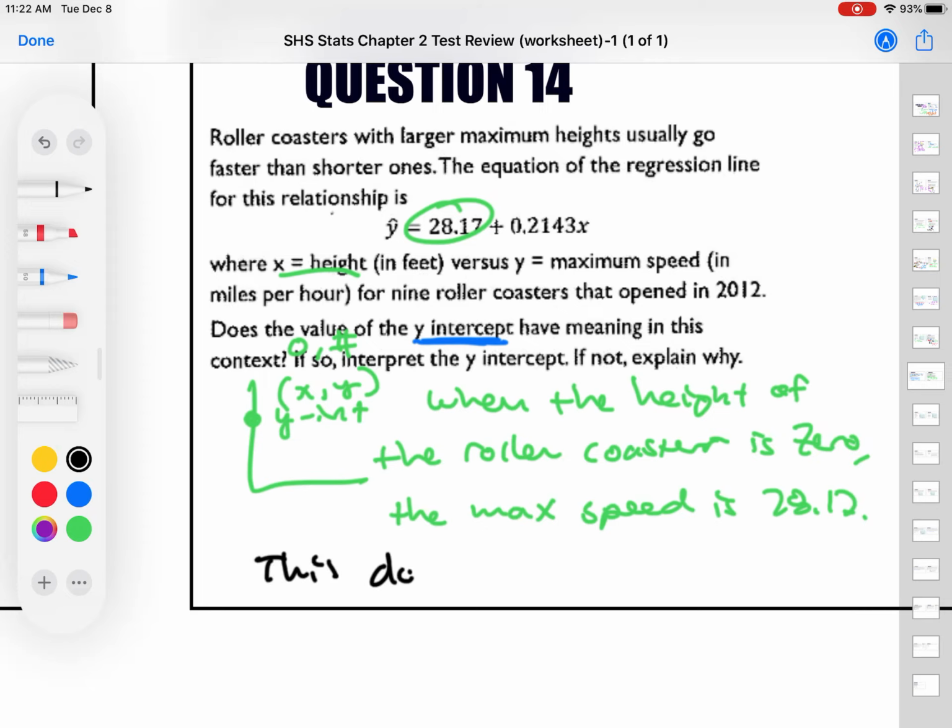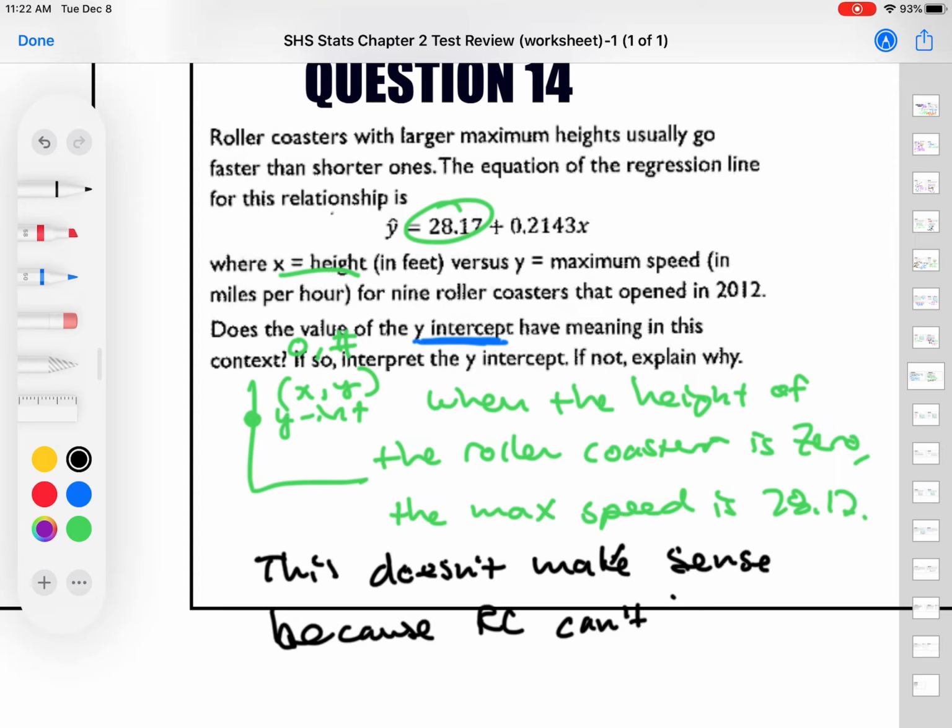This doesn't make sense, because a roller coaster can't have a height of 0.